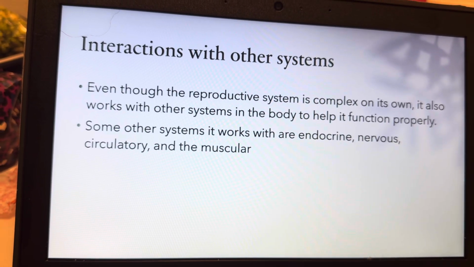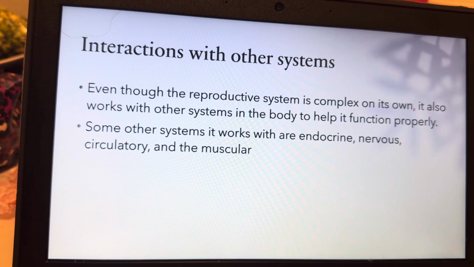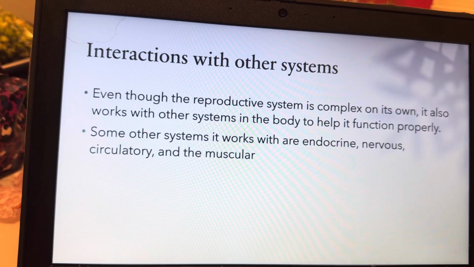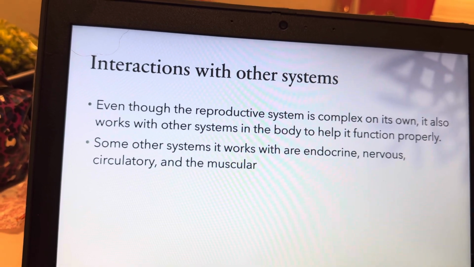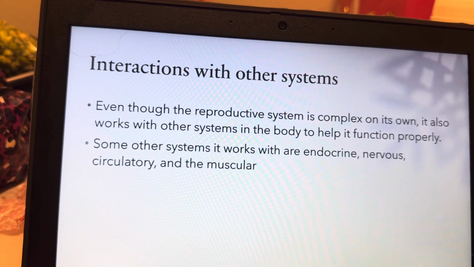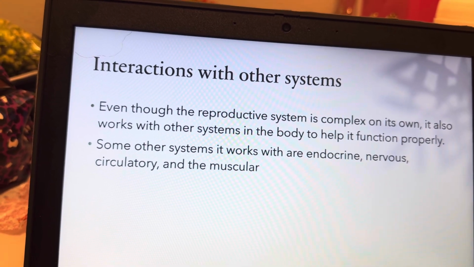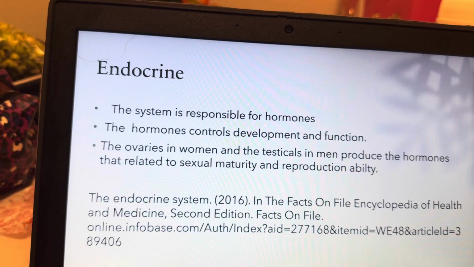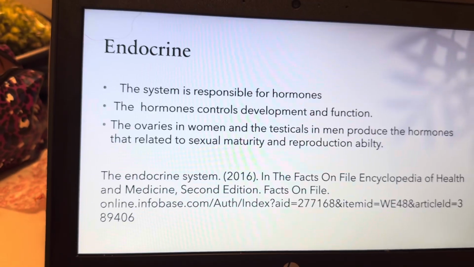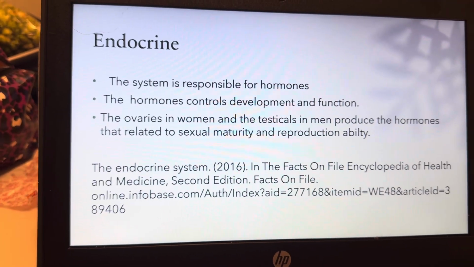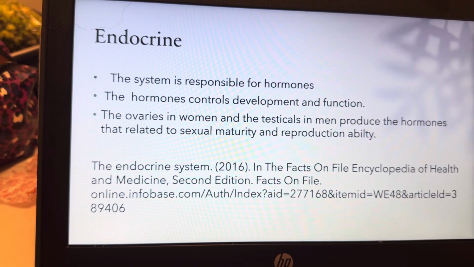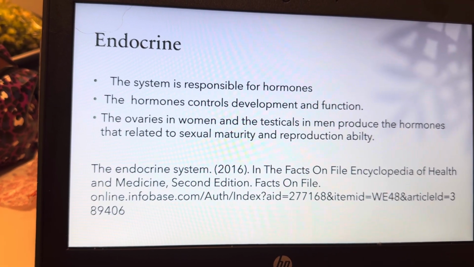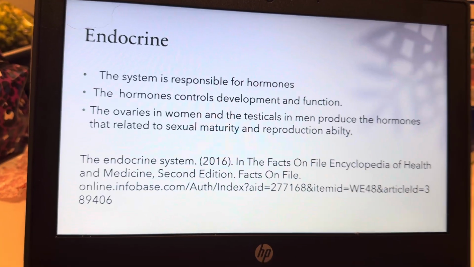There are many interactions that the reproductive system has with other systems for the body to function properly, such as the endocrine, the nervous, the circulatory, and the muscular system. The endocrine system is basically responsible for hormones, and the ovaries in women and testicles in men produce the hormones that are related to sexual maturity and reproductive ability.